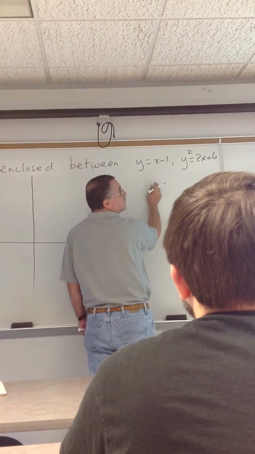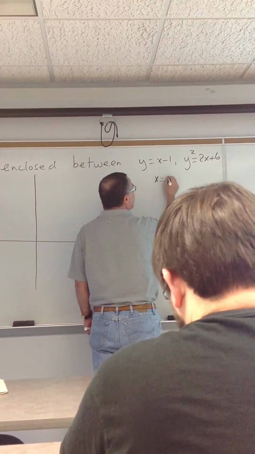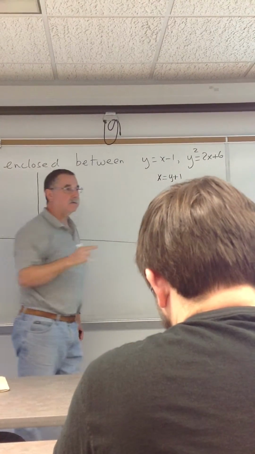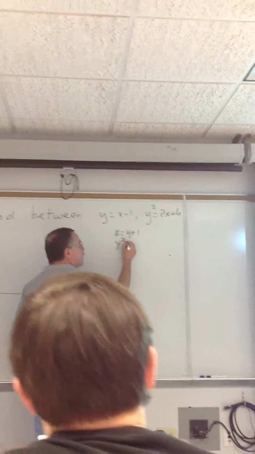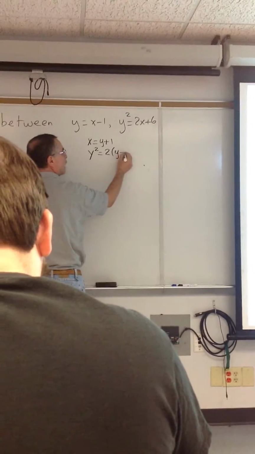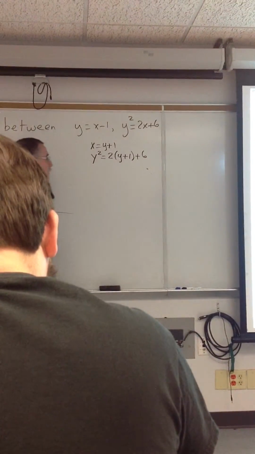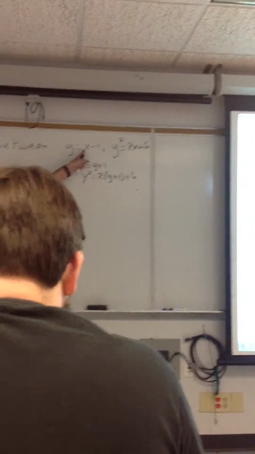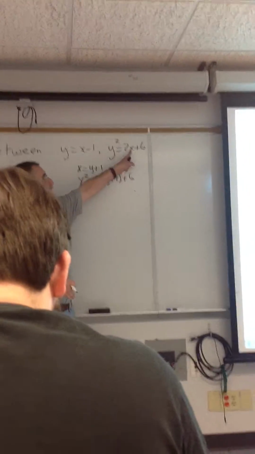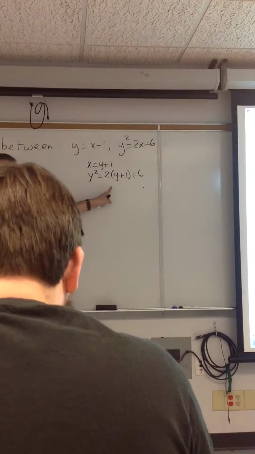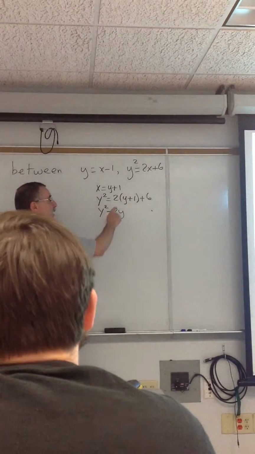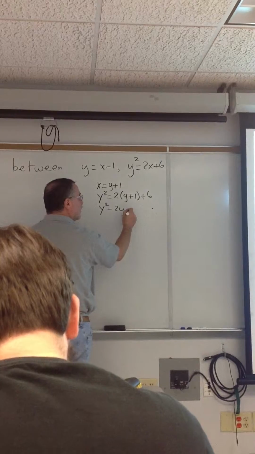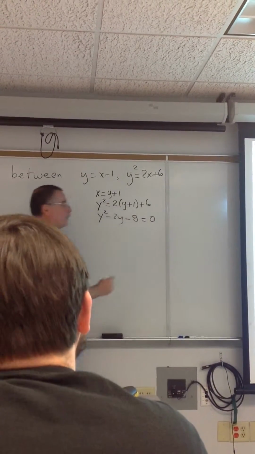If y is equal to x minus 1, then x is equal to y plus 1. And if I plug that into the second equation, it reads y squared equals 2 times (y plus 1) plus 6. All I did is, in the first equation, get x equal to y plus 1, and then replace x by y plus 1 in the second equation. Now I can solve for y. This is y squared minus 2y, and then we have a plus 2 plus 6, which is plus 8. On this side it becomes minus 8 equal to 0.